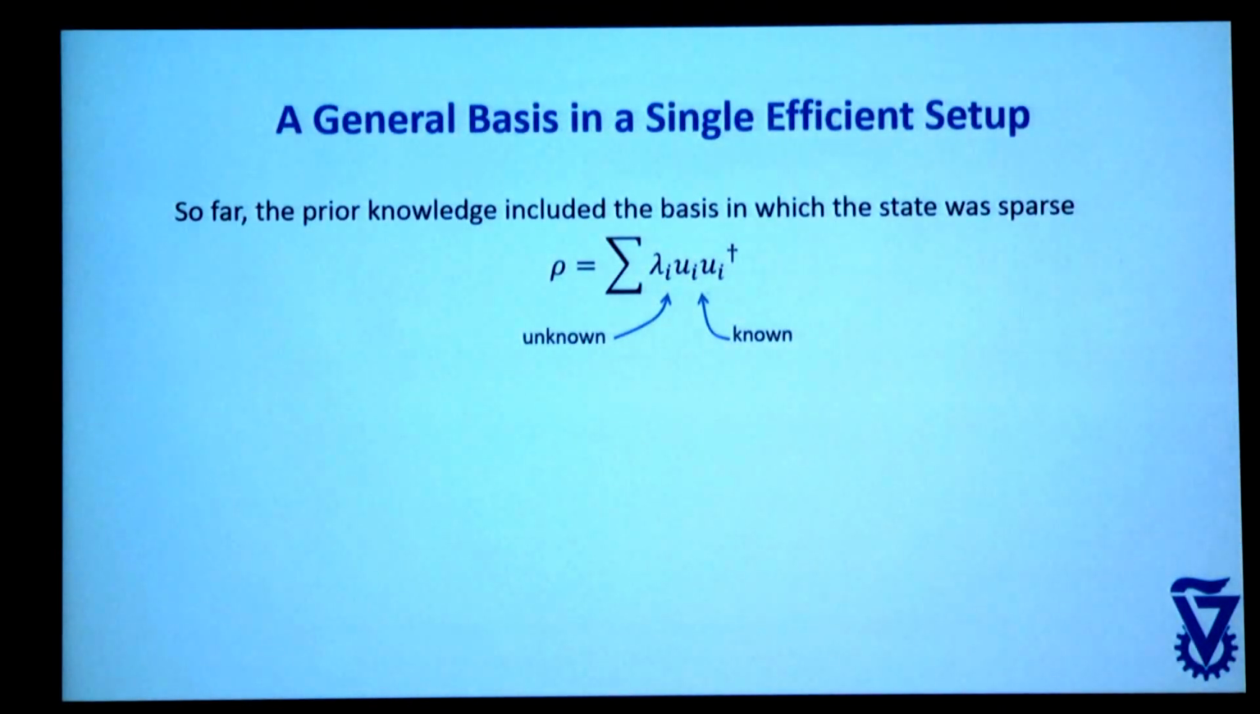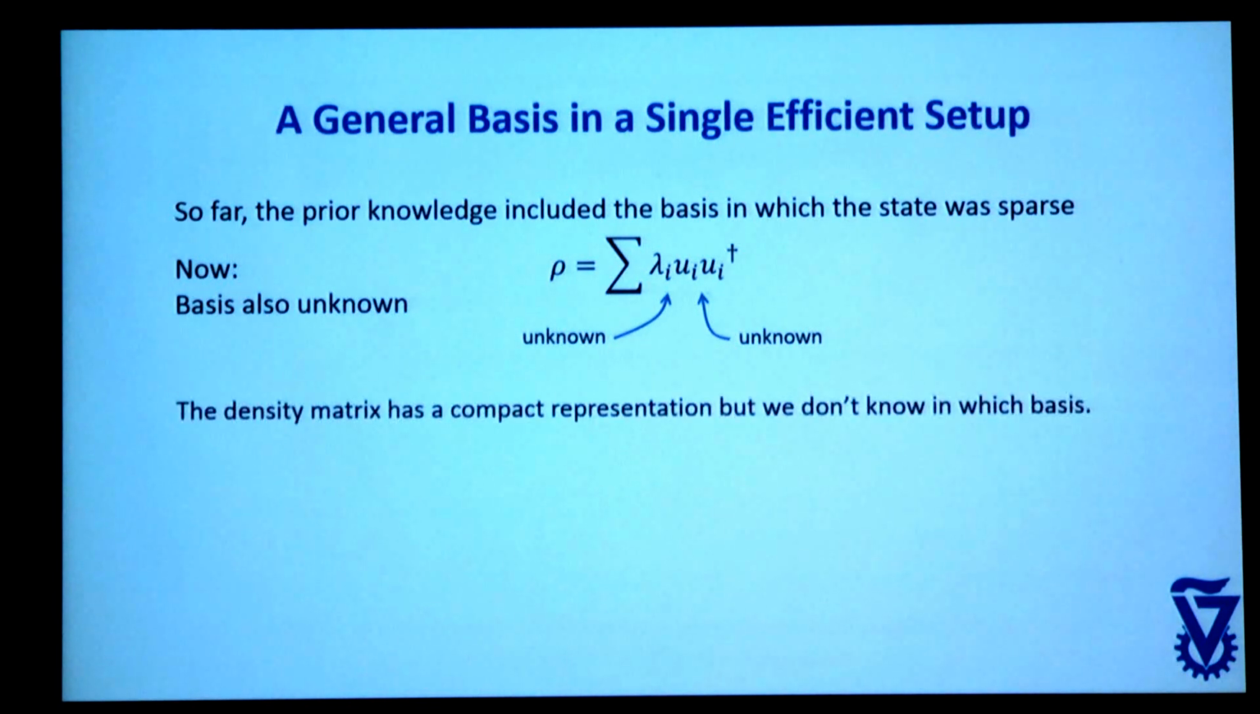What about a relaxed version of this prior knowledge? So far, we had this representation of the density matrix with a known basis and unknown coefficients. So we had to recover these, and we knew these. Now, we want to have an unknown basis. That is, we don't need to know this anymore. So we have a density matrix, which has a sparse representation, but we don't know in which basis. Now, I want you to note that this matrix has low rank, because it has a small number of non-zero eigenvalues.